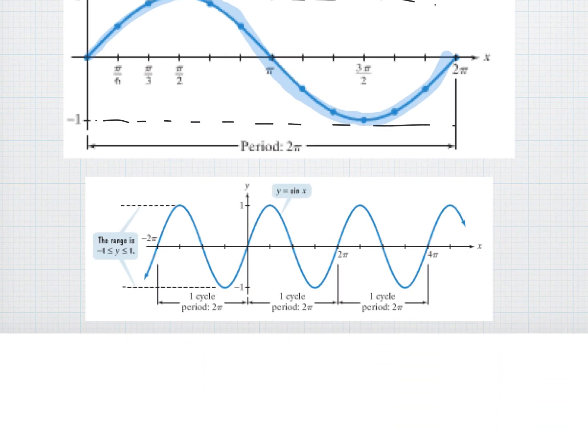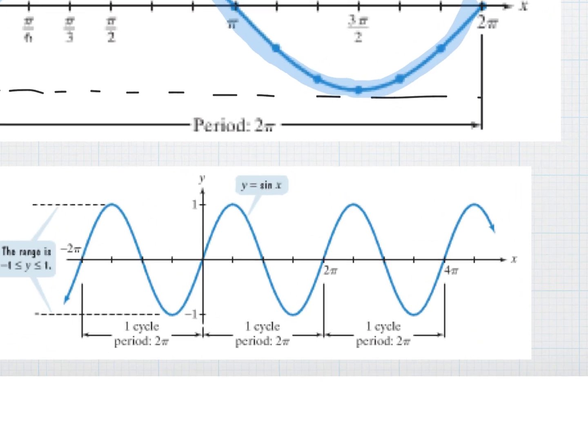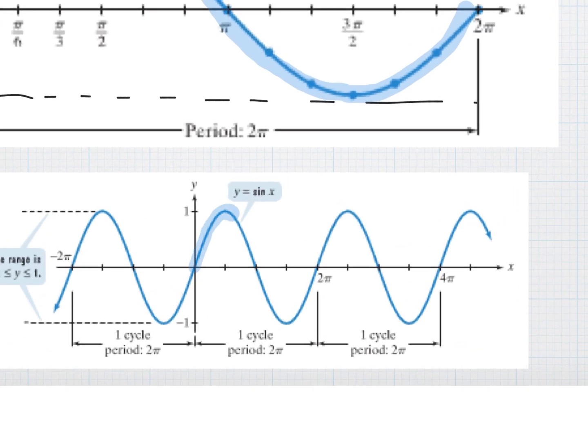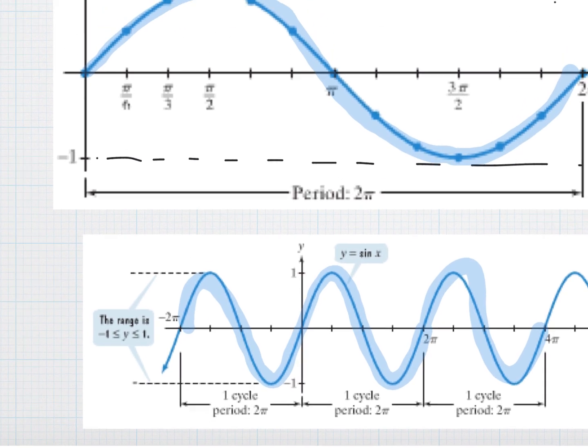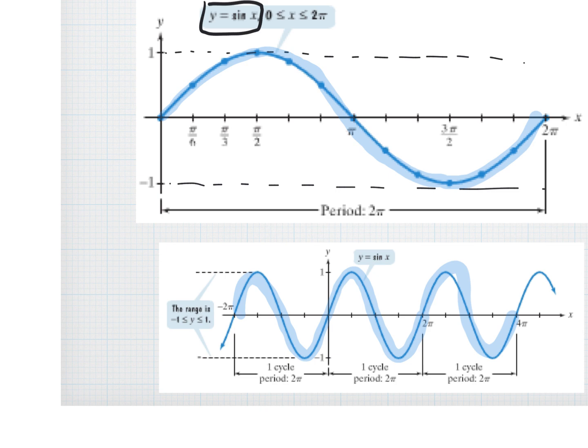And then if you look right below it, notice that we have that same shape just going over and over again, right? That's one cycle. There's another cycle. And then if you go backwards, there's one cycle. And then it's going to keep going forever and ever and ever. It's just going to make this same wave shape over and over again. We call the length of one cycle a period. In this case, the period is 2 pi.